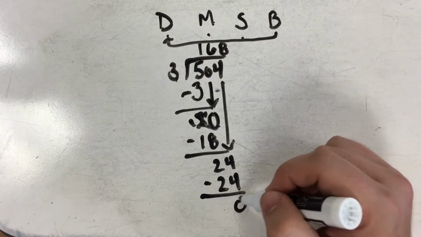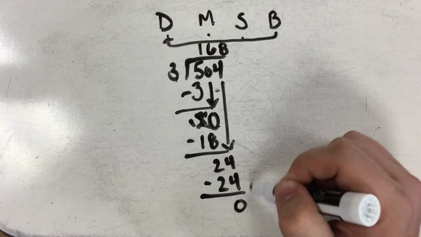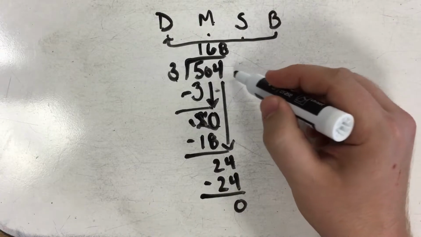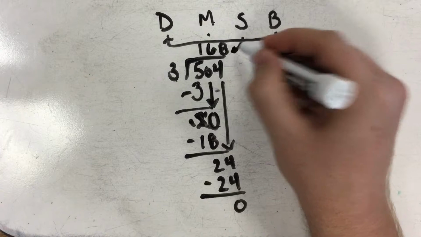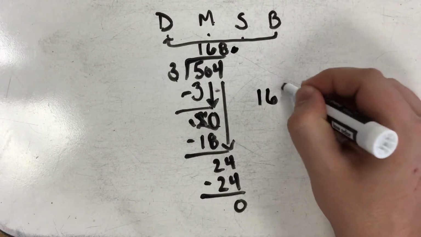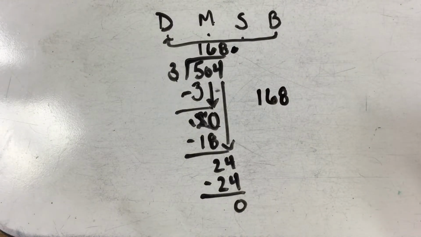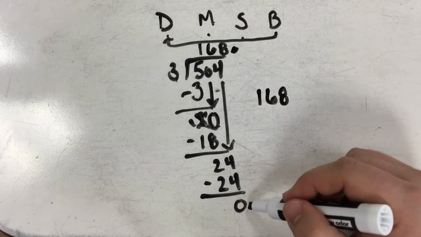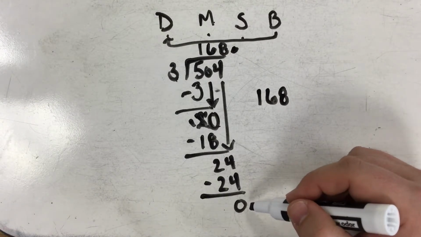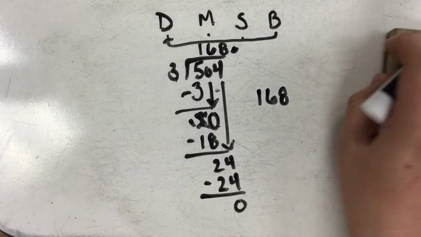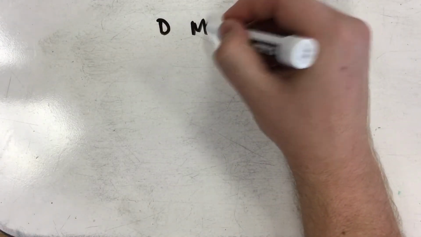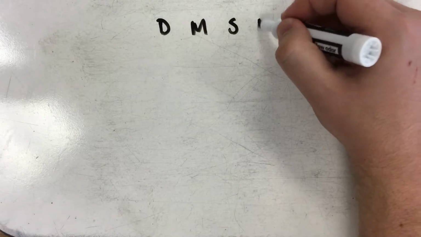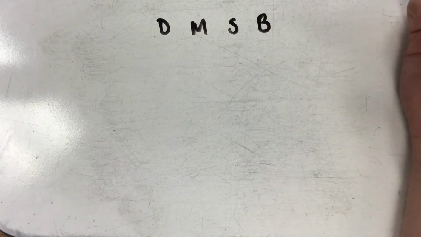And then since there's nothing left over down here to bring up, and there's nothing else over here to bring down, my problem is over, and my answer is simply 168. But what happens if there's something that's not 0 down here, if there is something to bring up? So again, I have my same process: divide, multiply, subtract, and bring down or bring up.